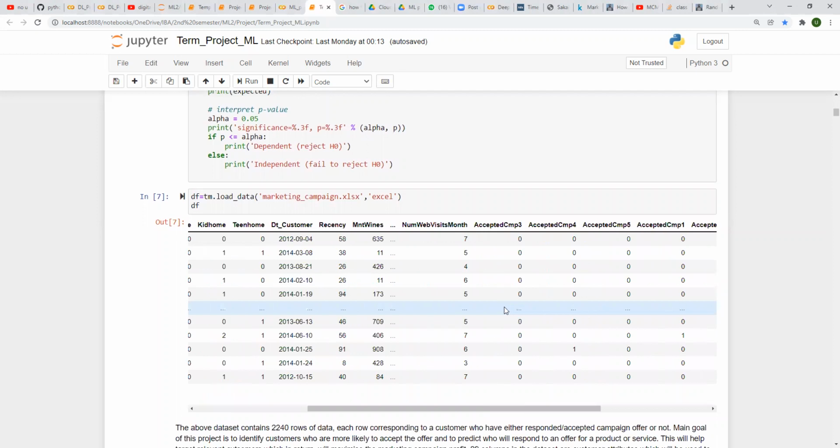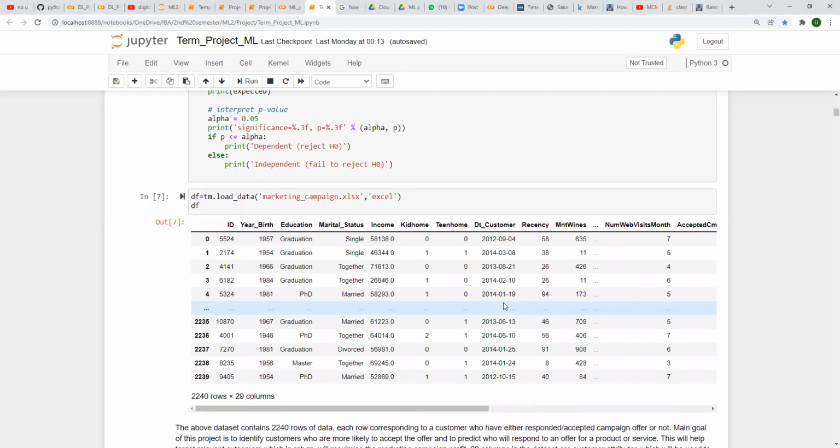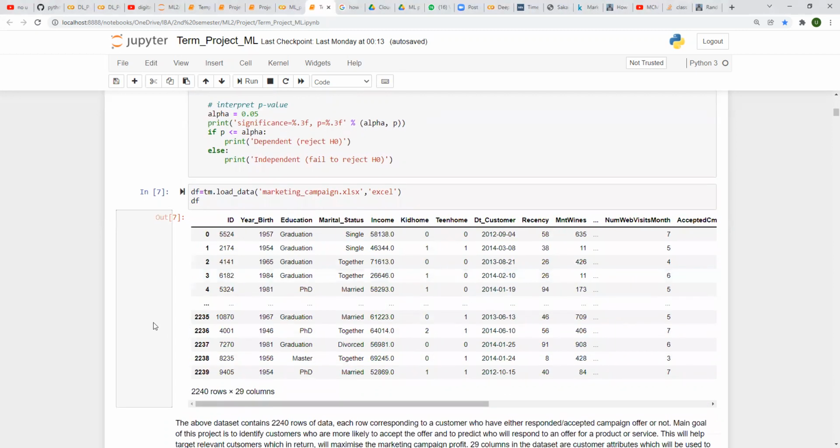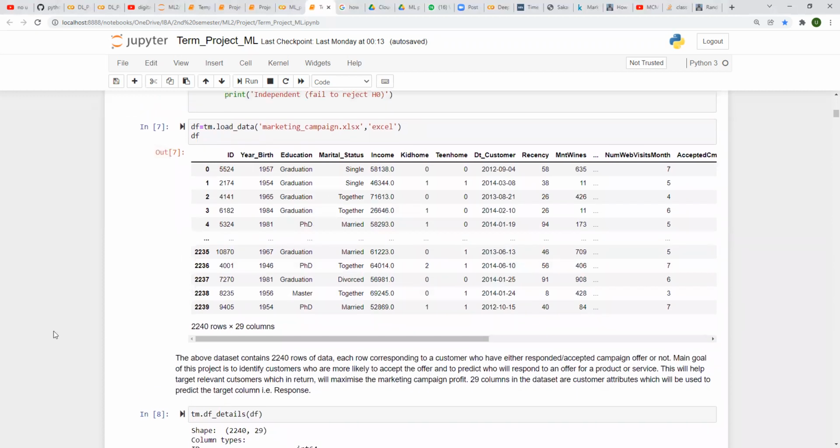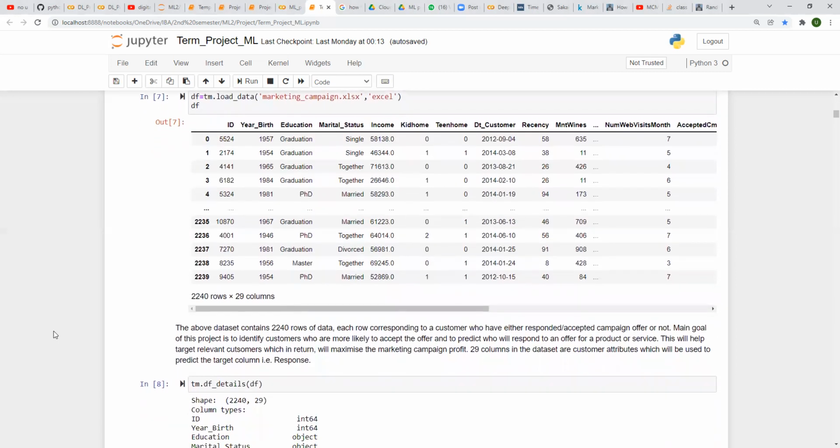As we can see, there are 2,240 rows and 29 columns. So there are not many rows to work with, but we have a lot of columns where we can work our way around and see which features will help us predict the target column very accurately. Each row corresponds to a customer who has either accepted the campaign offer or not.